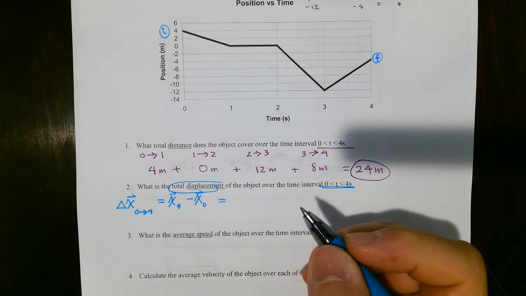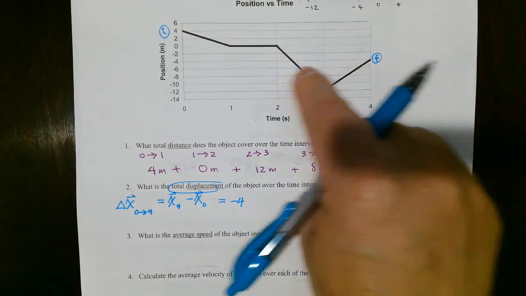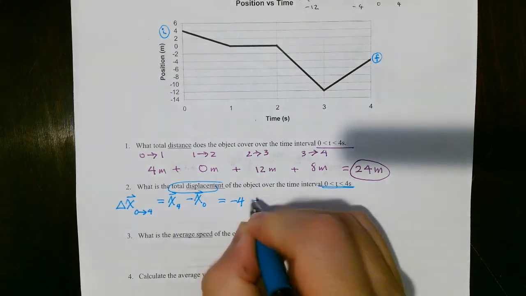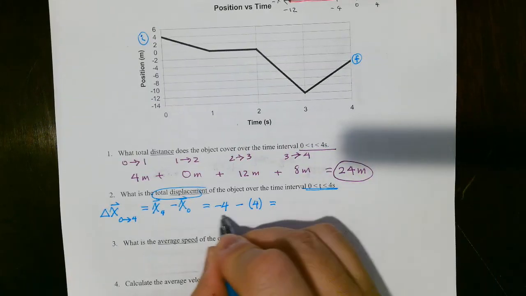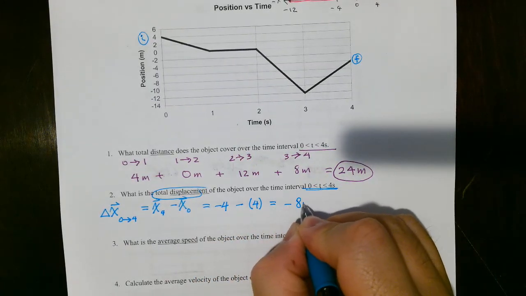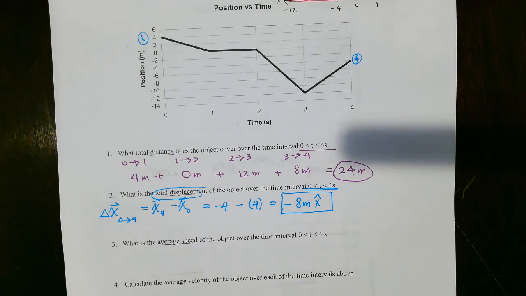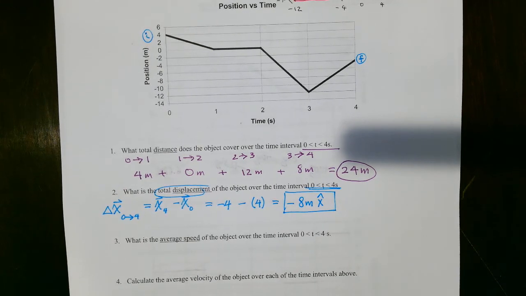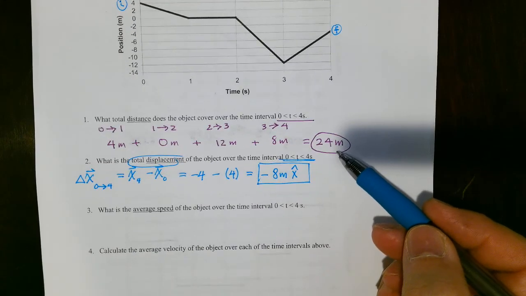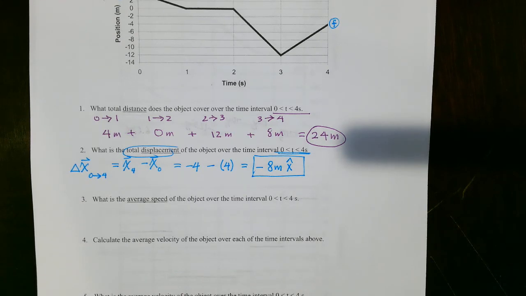Therefore, the total displacement from 0 to 4 seconds is negative 4 meters, because that's where the final position is, minus positive 4 meters. And that comes out to negative 8 meters x hat as my total displacement. So notice the difference. The total distance I traveled is 24 meters, but the total displacement, which is the change in position, is only negative 8 meters x hat.